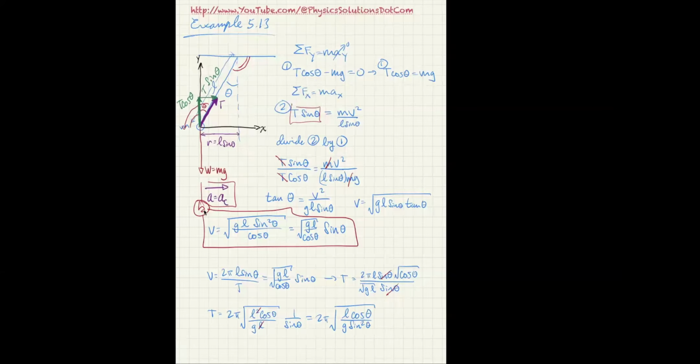And 2 pi L sine theta. Yeah, that looks equivalent to one of the forms they have. So that's it. Remember, when you're talking about circular motion, if it's uniform circular motion, that means the speed is constant, and therefore the speed will always be the circumference of the circle divided by the period. So that's 2 pi r over the period. Anybody have any questions on that?